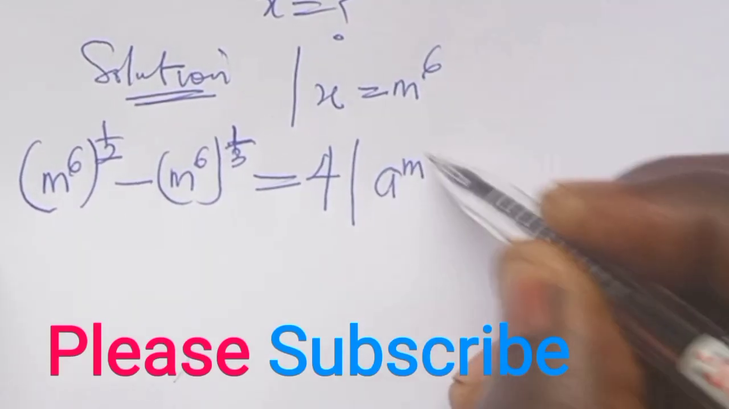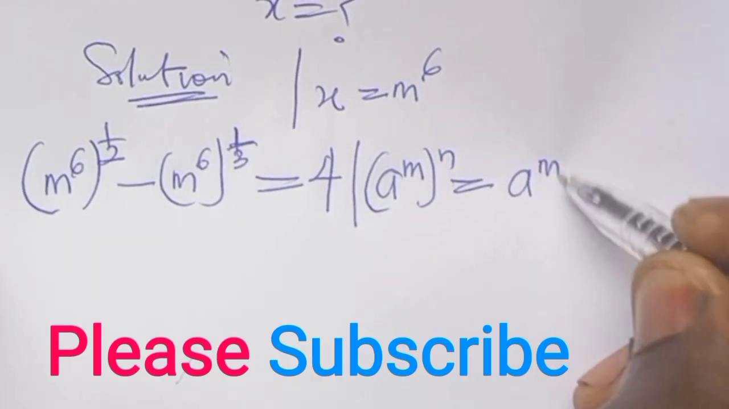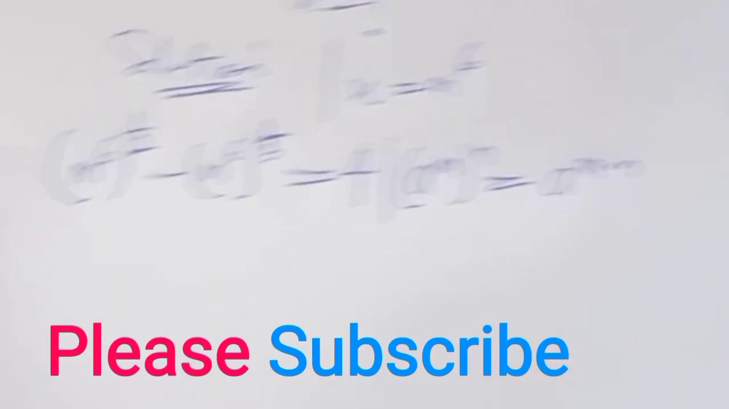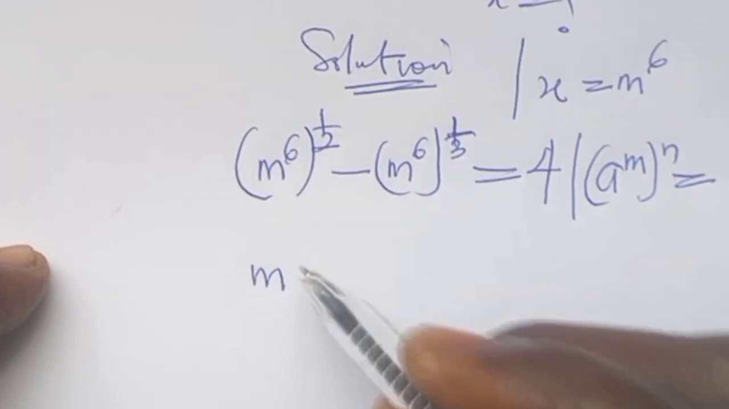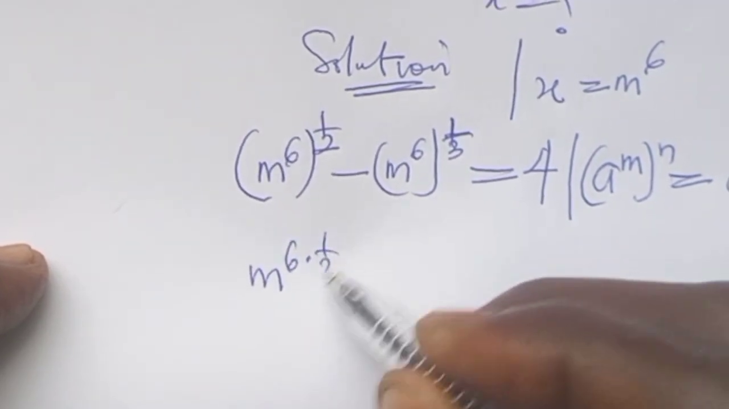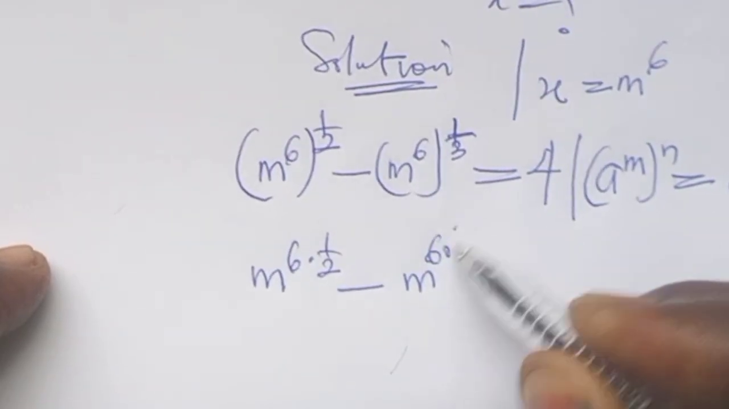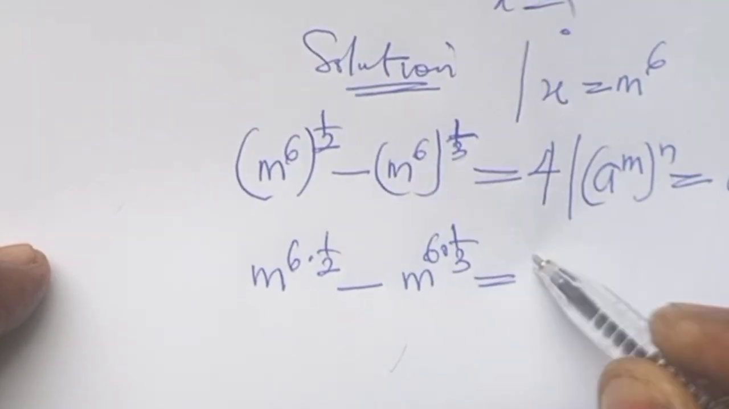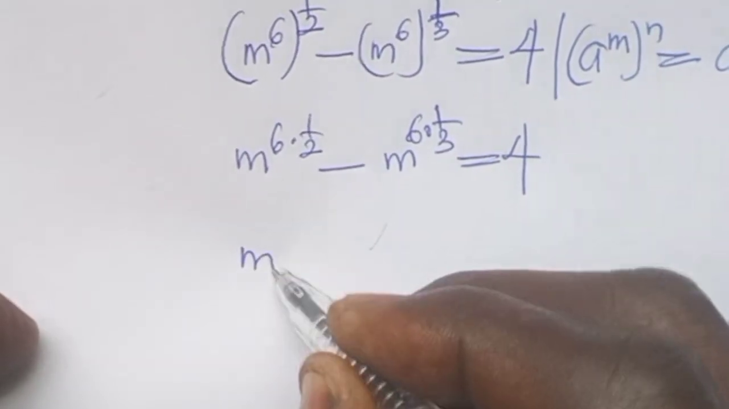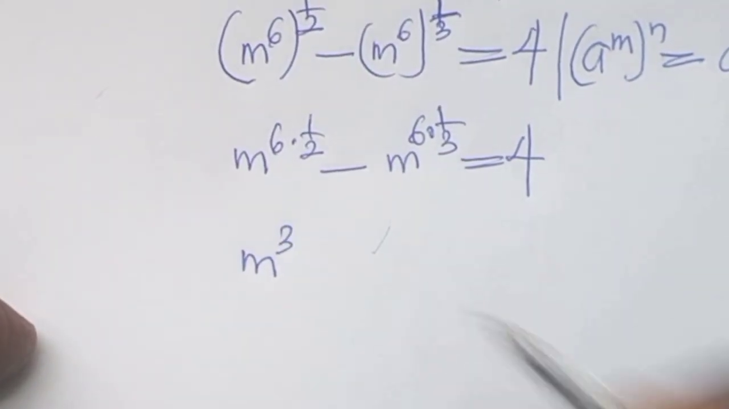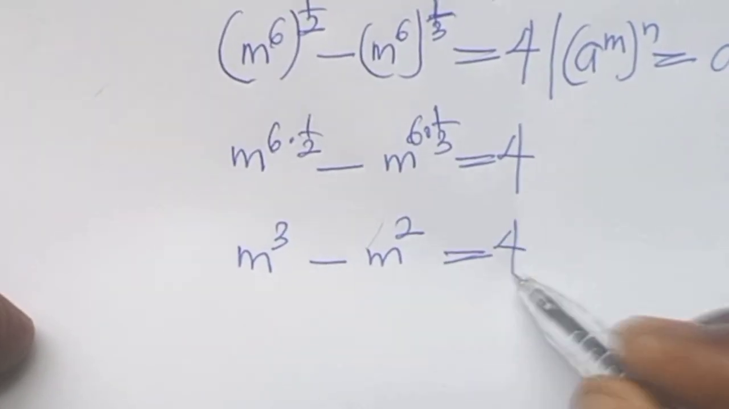But a to the power of m to the power of n is equals to a to the power of m times n. So if we agree on this, we can therefore write m to the power of 6 times 1 over 2 minus m to the power of 6 times 1 over 3. This is all equals to 4. So if we do this very well, we're going to come up with m to the power of 3 minus m to the power of 2. This is equal to 4.